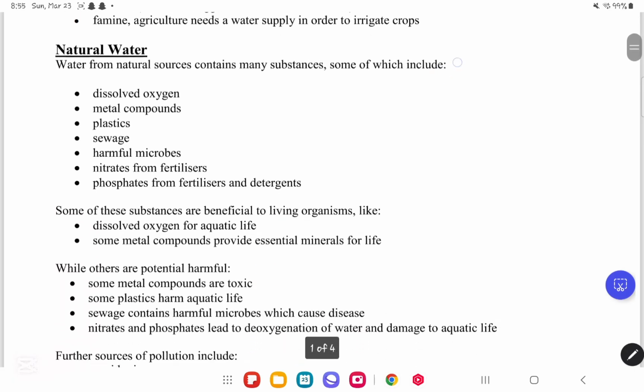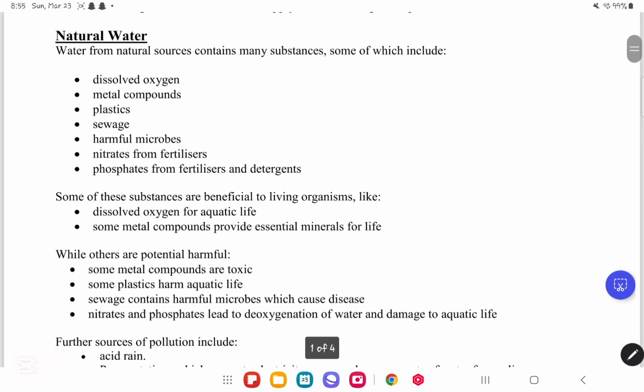Now we move on to natural water. Where can we get natural water? Actually, you can get natural water from everywhere. Wherever you look, you can find water. But some of this water contains substances, okay? Some of the substances are dissolved oxygen, metal compounds, plastic, sewage, harmful microbes, nitrates from fertilizers, and phosphates from fertilizers and detergents. Now, some of these substances are beneficial to living organisms, like dissolved oxygen for aquatic life.